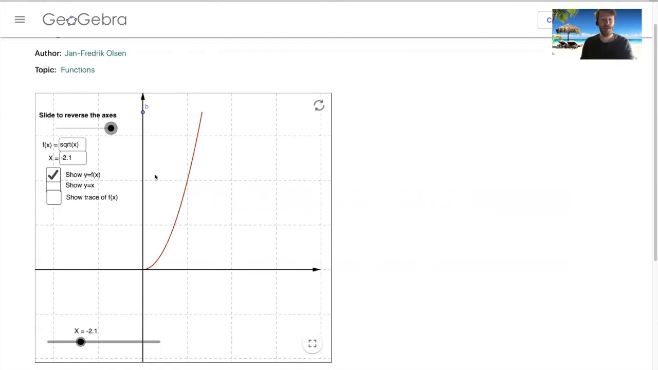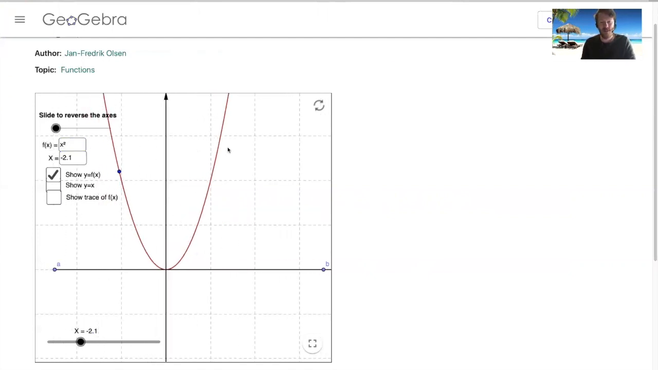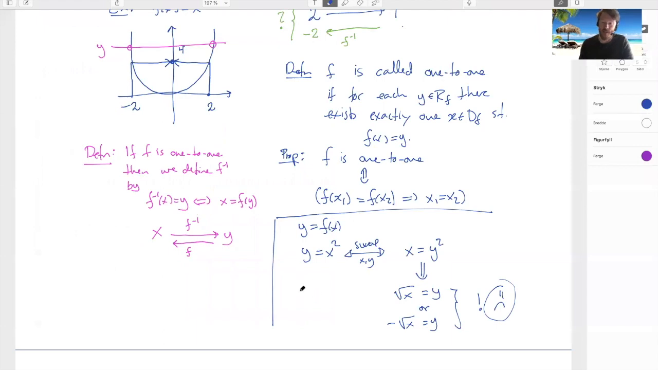And that's a general thing, because if we now start here with x squared instead, and let me slide it over here, then you see that this doesn't satisfy the horizontal line criteria, so it cannot be inverted. But if I restrict its domain like this, then it satisfies the horizontal line criteria and can be inverted. Similarly, if I restrict the domain like this, it satisfies the horizontal line criteria and can be inverted. And whose inverse is this? Minus square root of x.